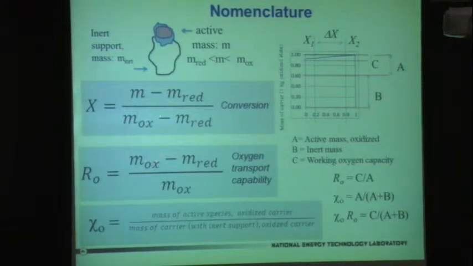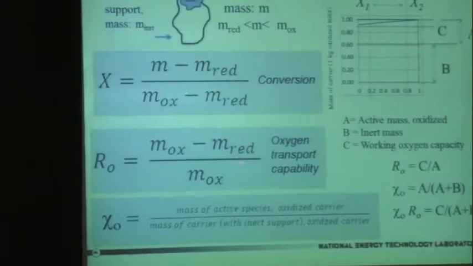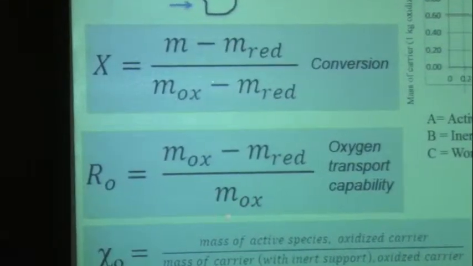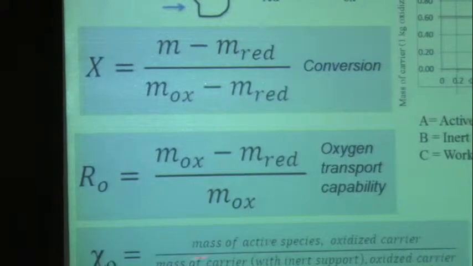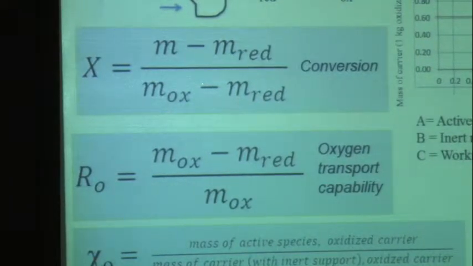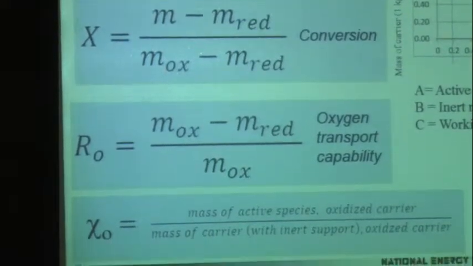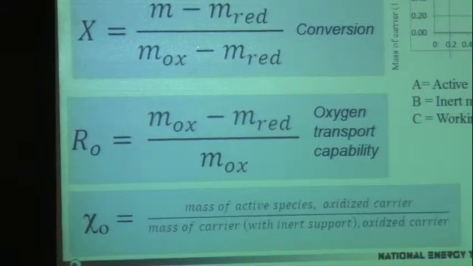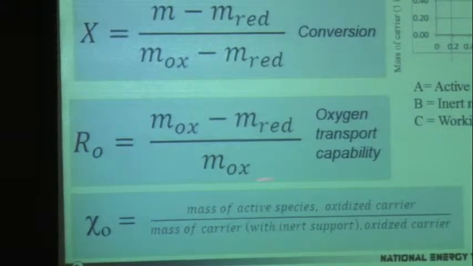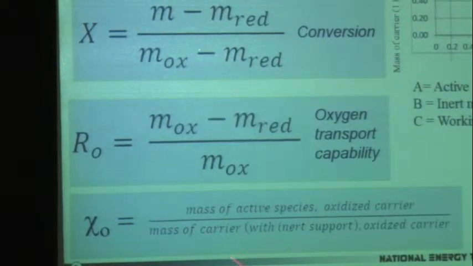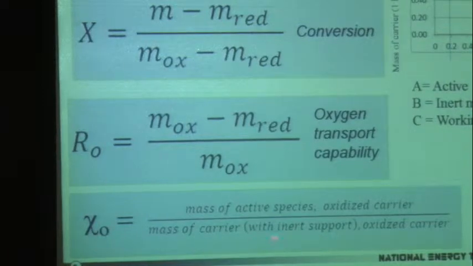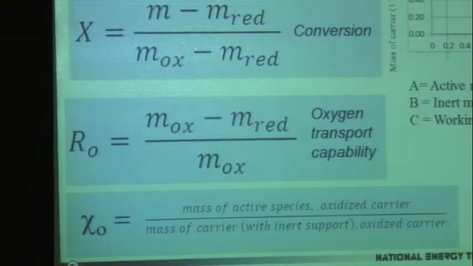That's the difference between the oxide mass and the reduced mass, divided just by the oxygen mass. That's a property of the particular chemical reaction you're interested in, like iron to iron oxide, copper to copper oxide. It doesn't say anything about supported materials. It's how much oxygen you can carry for a particular reaction, and then you correct that to account for any inert support with this quantity chi0.